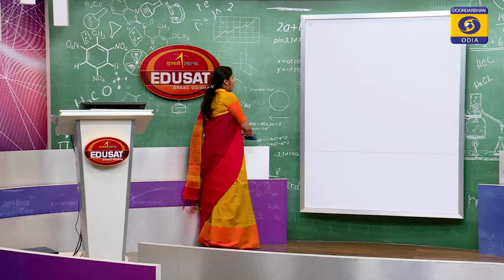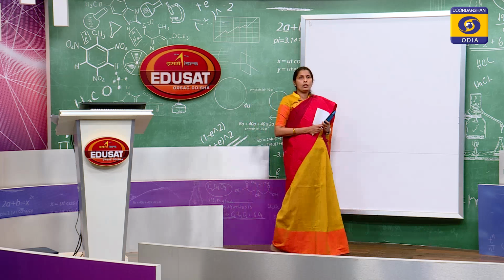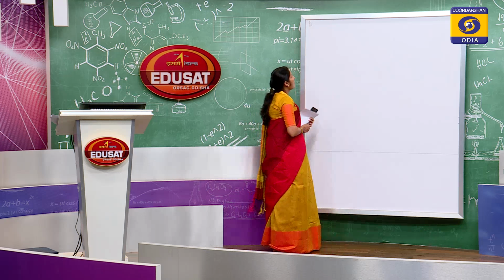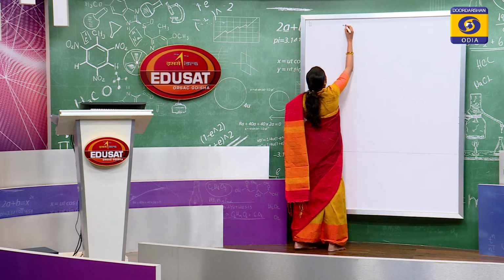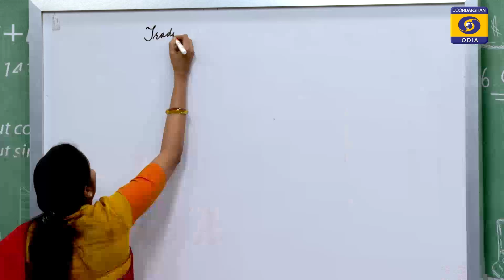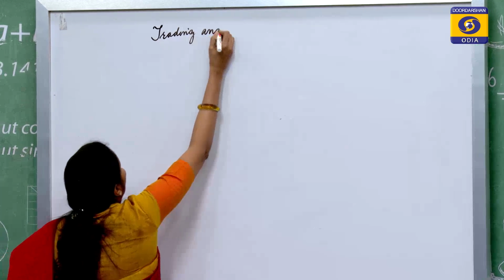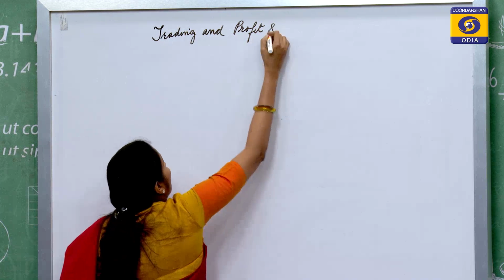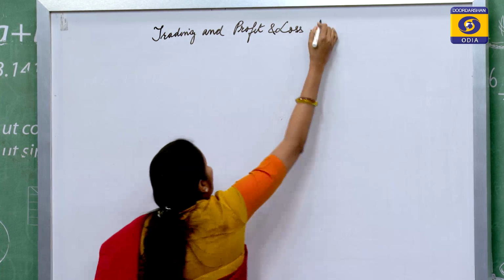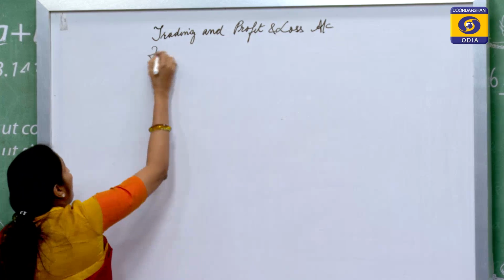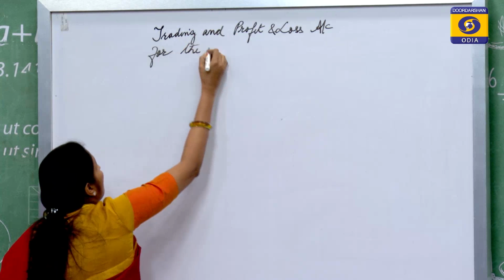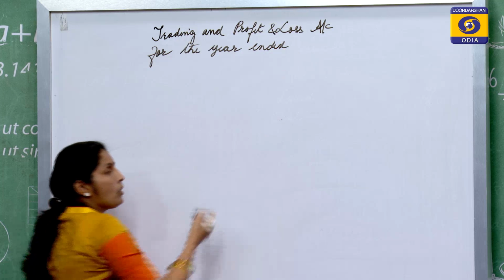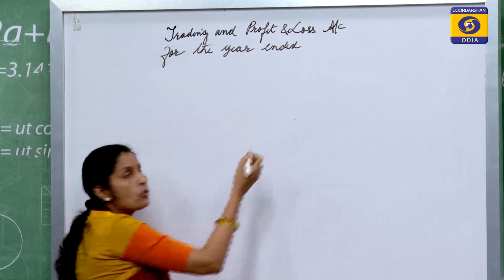Let me go to, first we will prepare the trading account and profit and loss account. So, let's take a look at that. Trading and profit and loss account for the year ended, that is given to us is 31st March 2019.